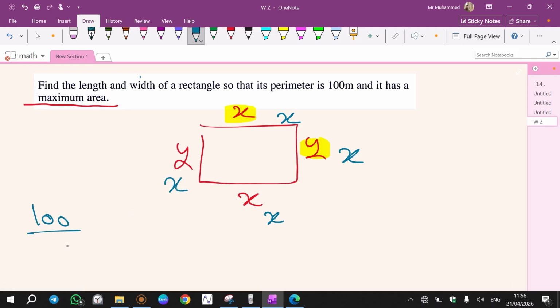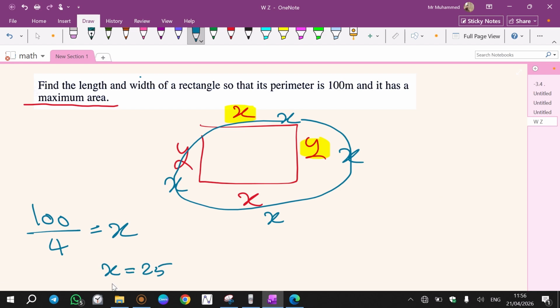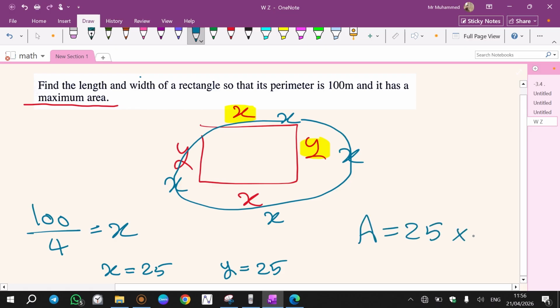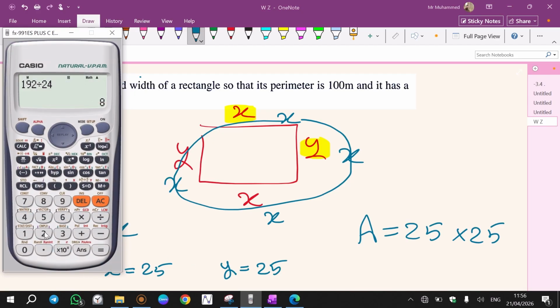100 divided by 4 equal to x. If I add all the four sides together, I get 100. So if I want to find x, I just say 100 divided by 4. X equal to 25. Length is 25. Width is also 25. Now area is 25 multiplied by 25. So the maximum possible area is 625.